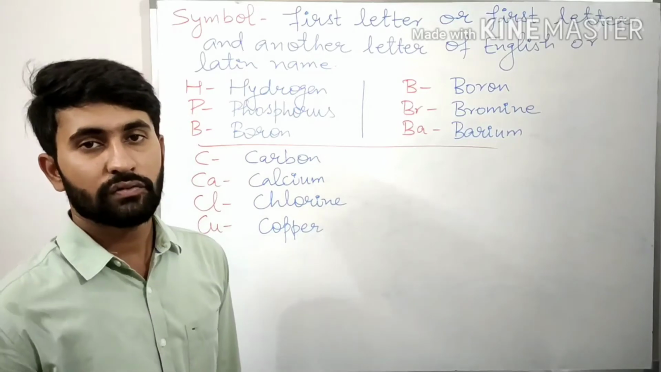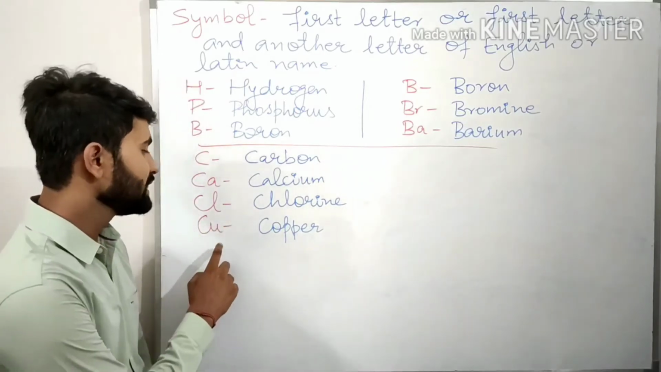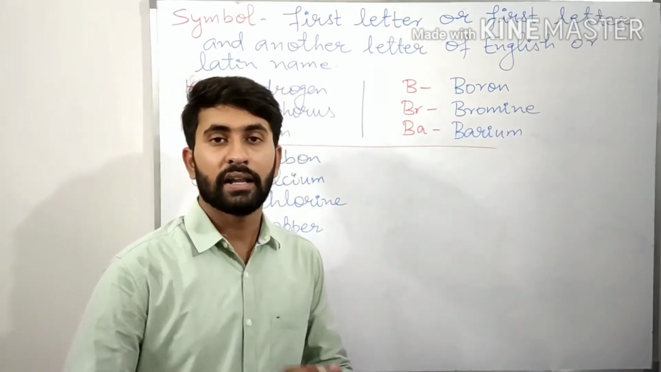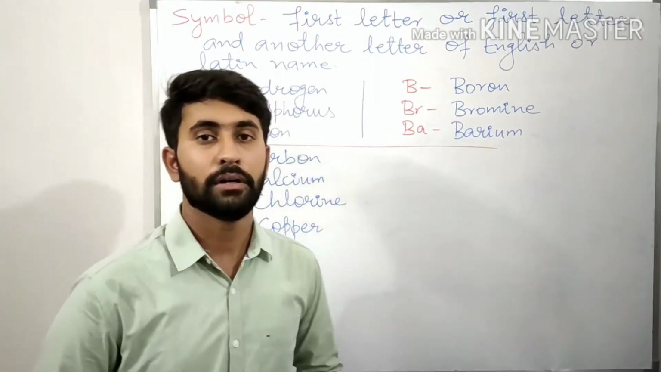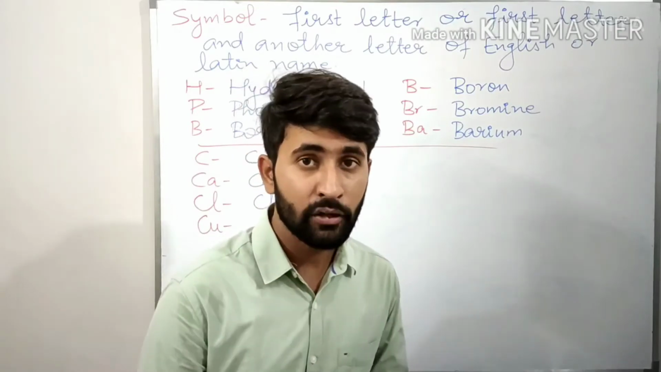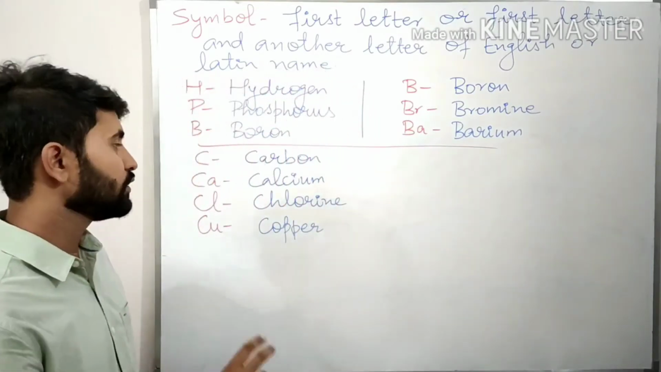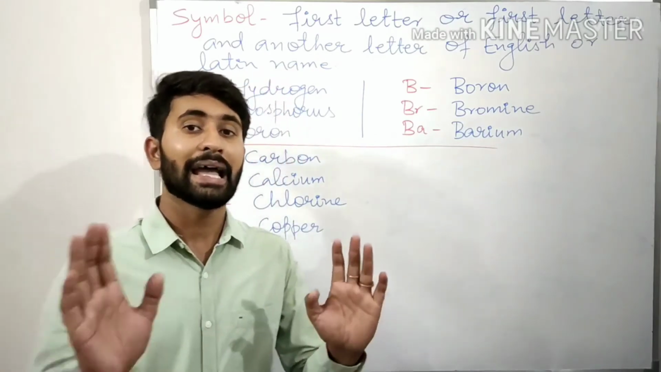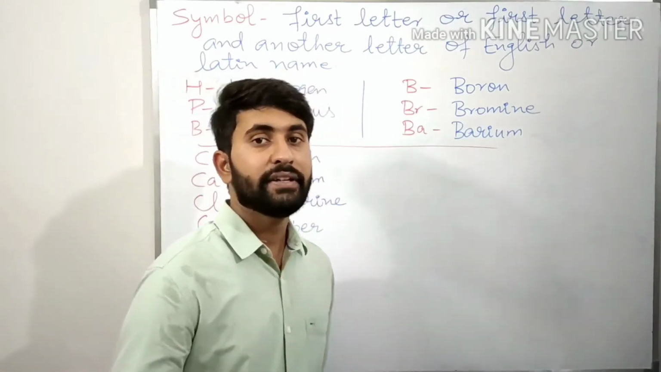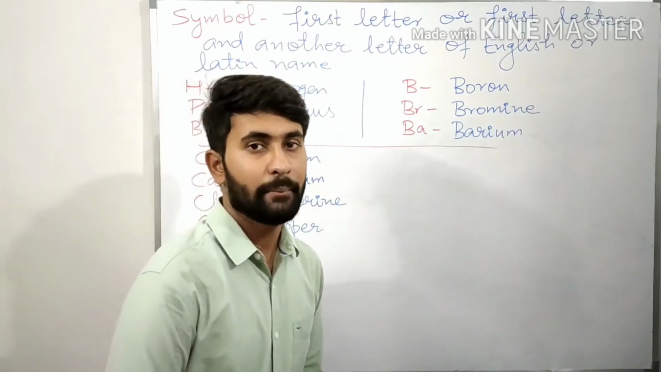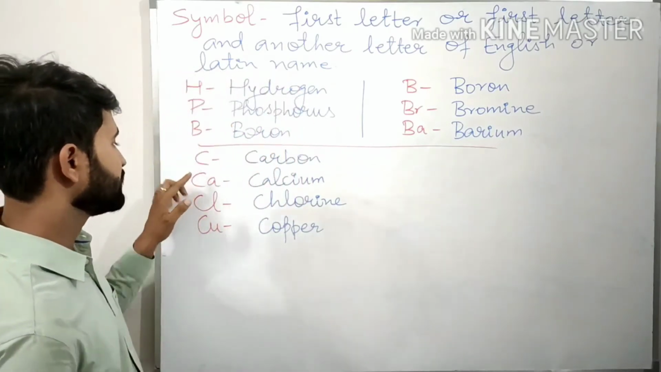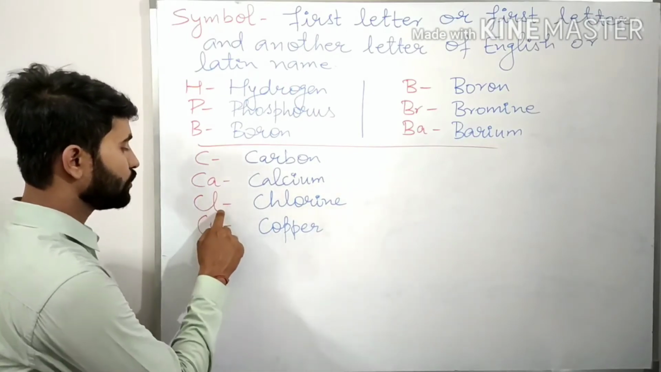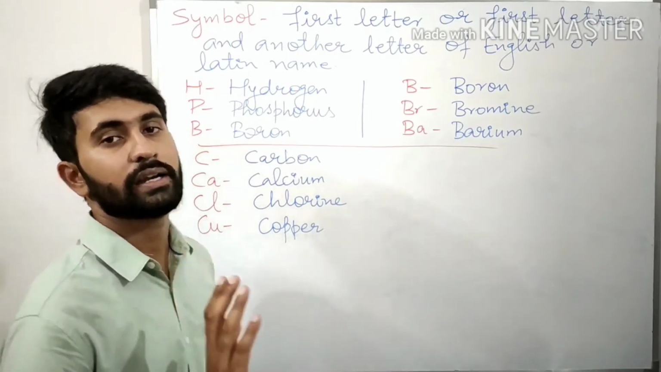Whereas in the case of copper, the symbol has been derived from its Latin name. So the other letter in the symbol may or may not be the second letter of the name of the element. It can be any letter. And whenever we write the symbol of an element, the first letter is always capital, whereas the second letter is always written in small letters.